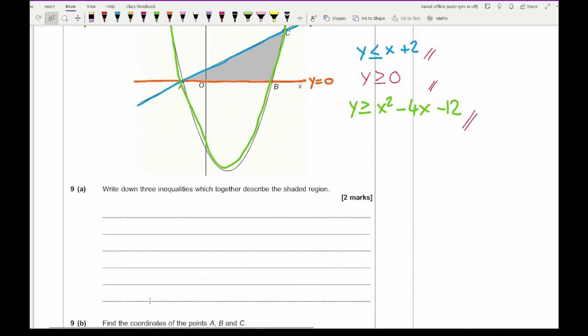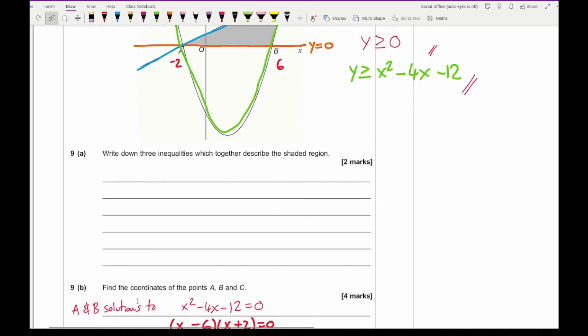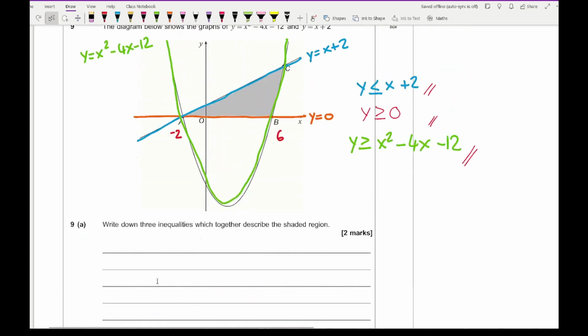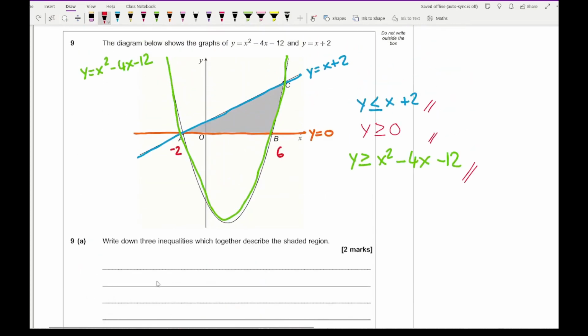Now going back, that means this value here is going to be minus 2, and this value here is going to be 6. So from this, I can work out the coordinates of A. A has a coordinate of minus 2, 0, and B has a coordinate of 6, 0. Now the next thing is for me to find C.